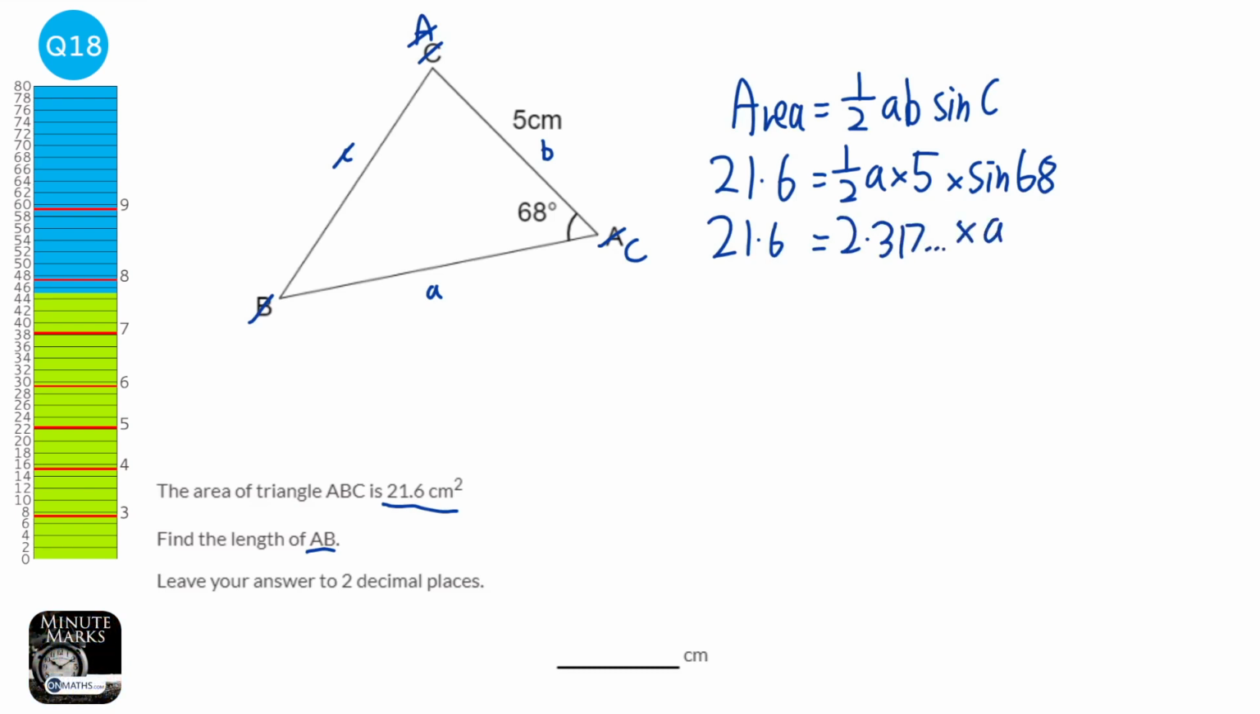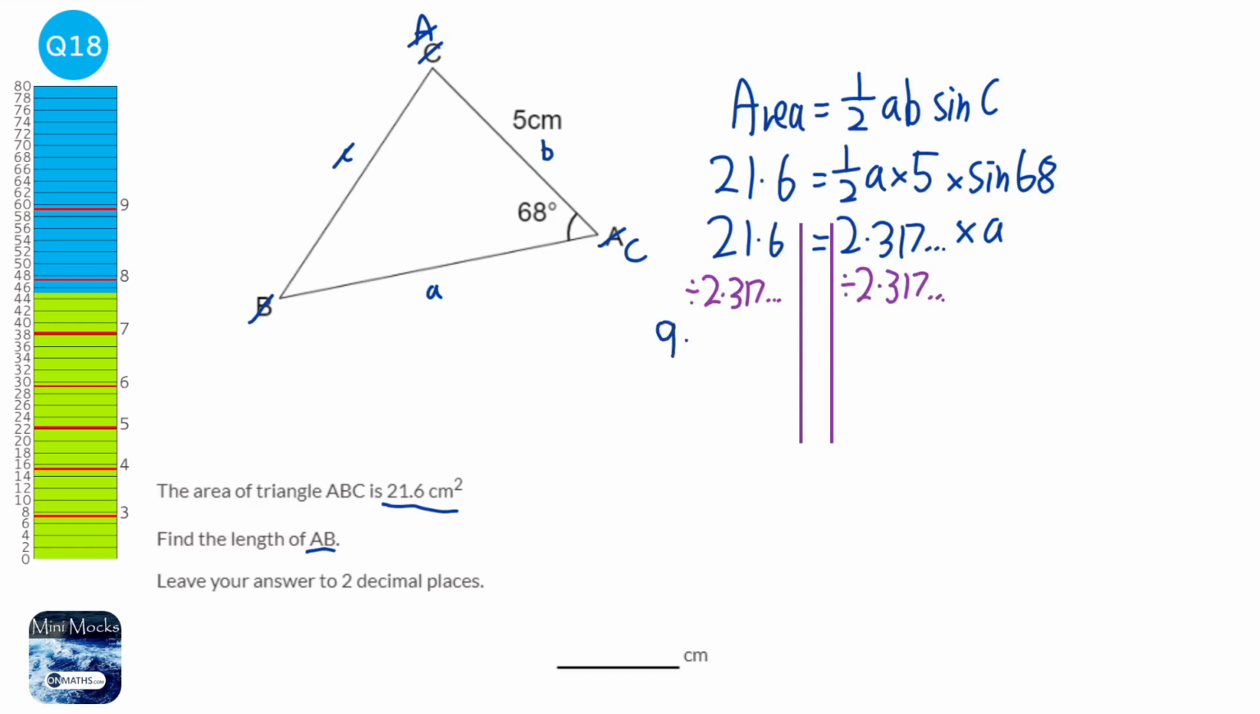And then we're going to do a bit of solving, because if we divide both sides by that 2.317 blah blah blah, that'll give us what a is. So when we do that, we get 9.318 blah blah blah equals a. So rounded to 2 decimal places, that's going to be 2.32.